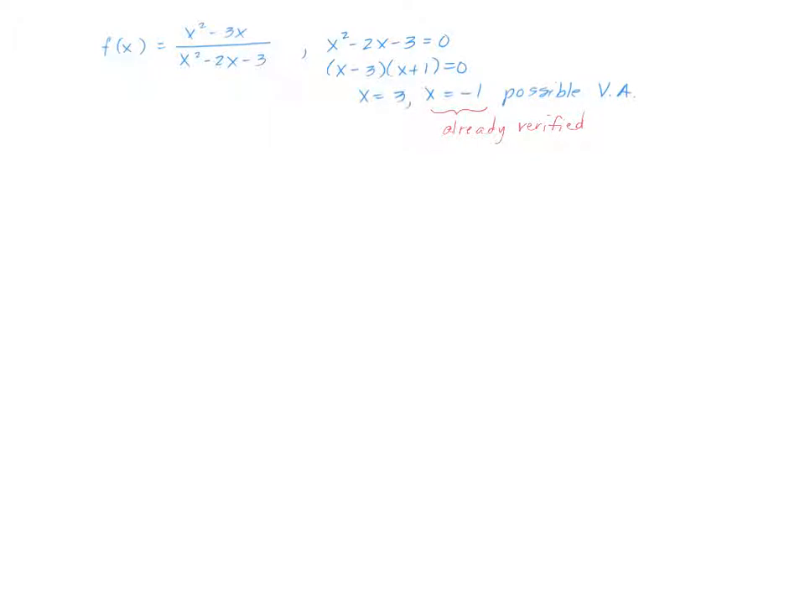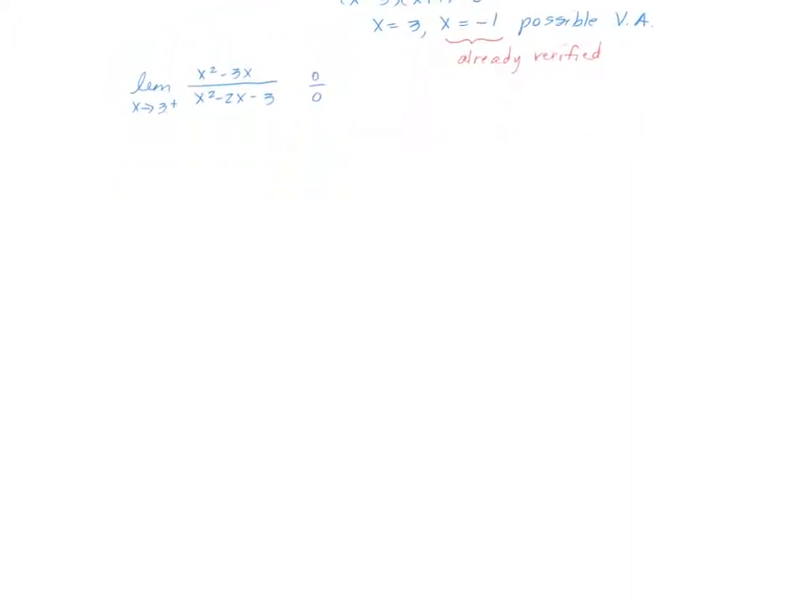So let's work on x is equal to 3. If I take the limit as x approaches 3 from the right of my function x squared minus 3x over x squared minus 2x minus 3, what I get is 0 over 0. I get the indeterminate form, which tells me I need to do something more. And that something more is factor and see if anything cancels.